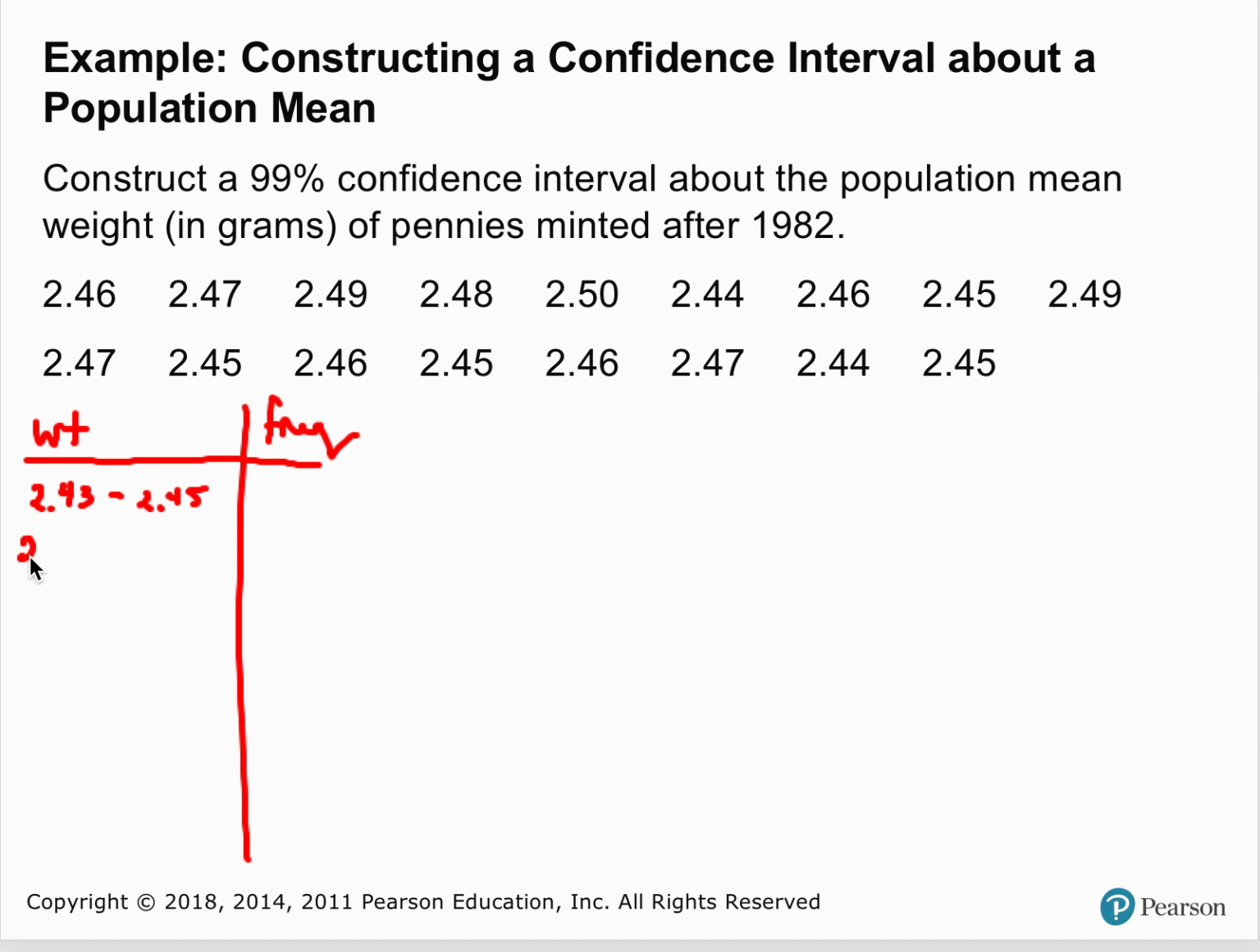So that would be 2.46. Remember, they got to be the same size. So 3, 4, 5. That means 3. So I need 6, 7, 8. Then I need 9, 10, 11. So basically that is 2.49 to 2.51.